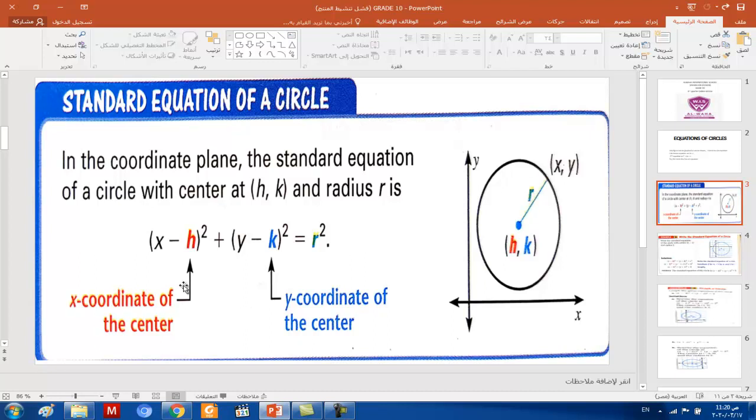So what is the equation of a circle? X minus h power 2 plus y minus k power 2 equals r power 2. H here is the x coordinate of the center and k is the y coordinate of the center and r here is the radius of the circle. So before we move on, you must know two things in the equation of a circle: the center point and the radius length.